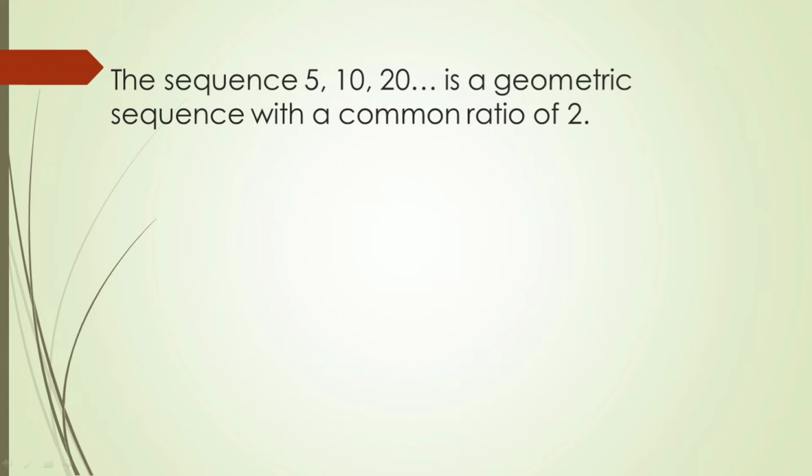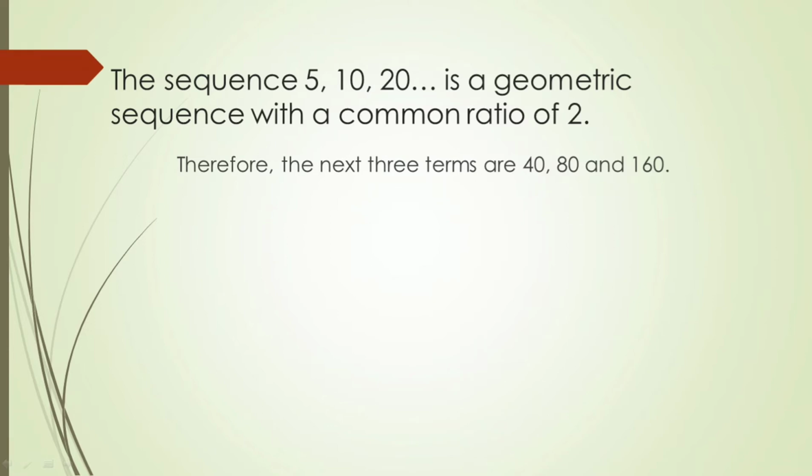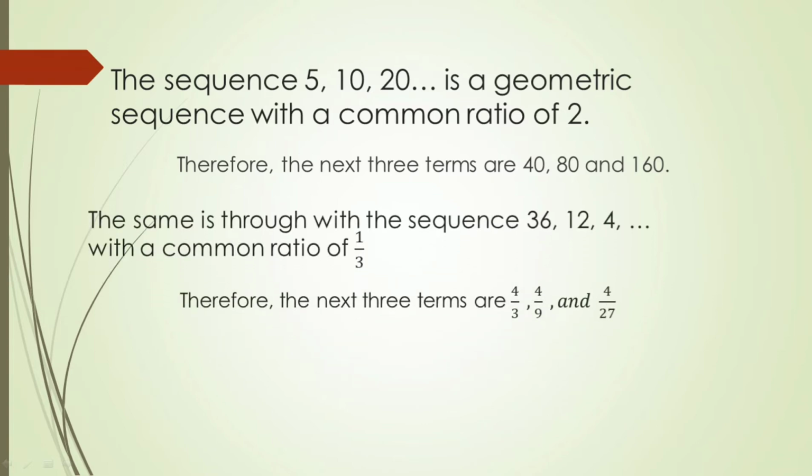So, to get the next three terms of a geometric sequence, multiply lang natin yung common ratio na 2 sa present or sa last term na given. So, 20 times 2, which is equal to 40. Then, multiply din natin yung 40 by 2. We have 80. Multiply again by the common ratio of 2. That is why we obtained 160.